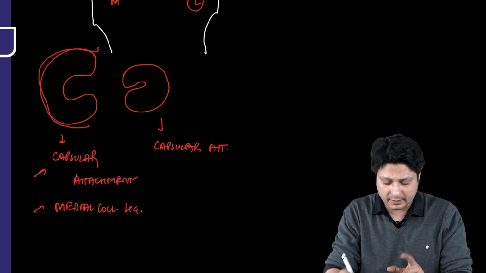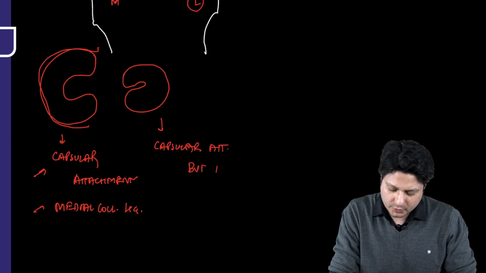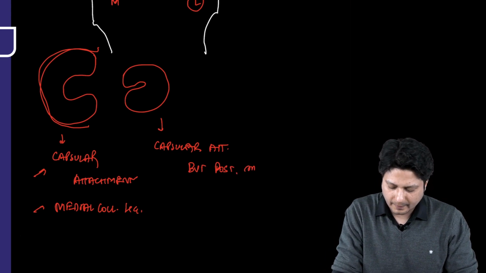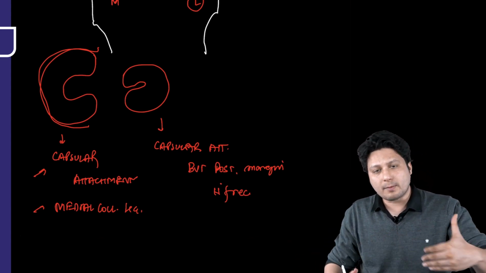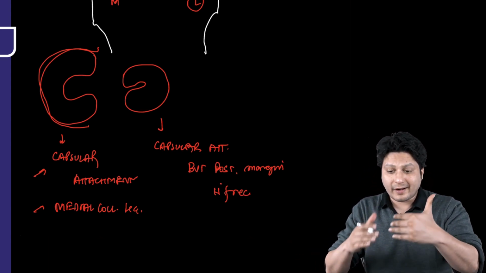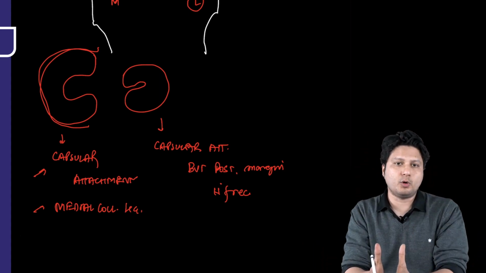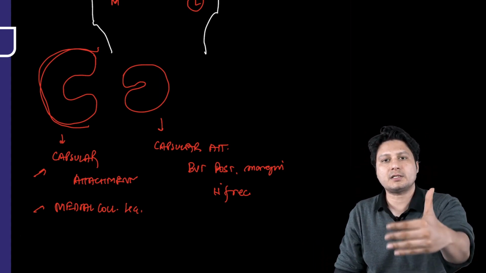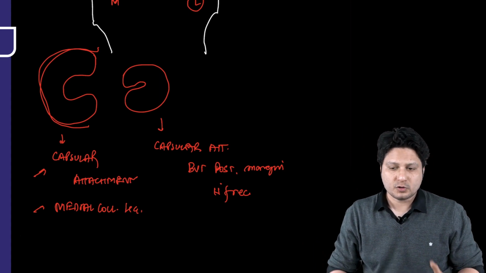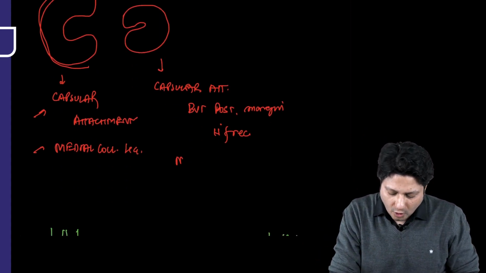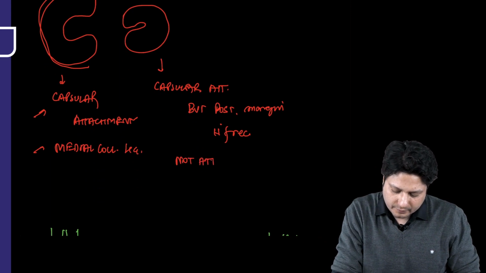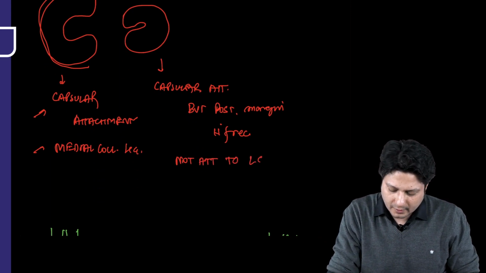the posterior margin of the lateral meniscus is free. It does not have any sort of attachment. Why is the posterior margin of the meniscus free? Because it provides a space for the popliteal tendon to move in between the posterior border of the lateral meniscus and the capsule. All right. So it is less attached. Moreover, it is not attached to the lateral collateral ligament.